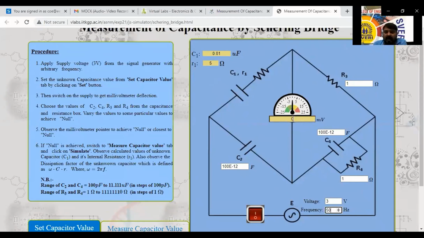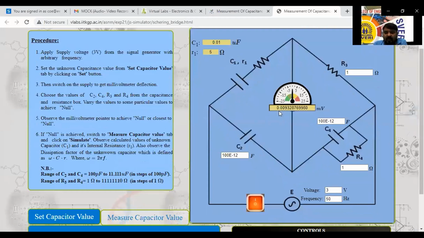But this value will be in millivolt, they are giving it here. Remember that one, 10 to the power of minus 3 is already given here. Next, I will switch on the supply according to procedure. I will switch on the supply here now. So see here, it is 0.09 value in the millivolt.